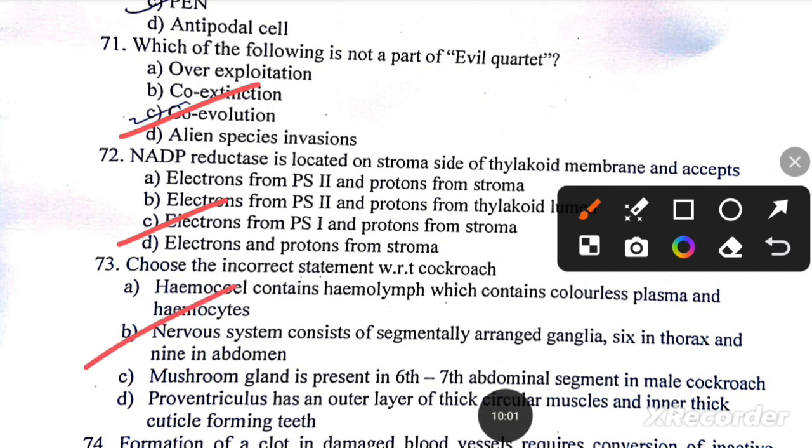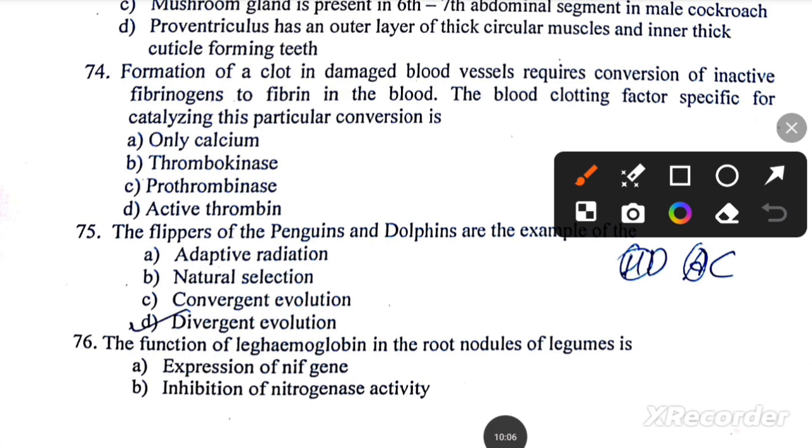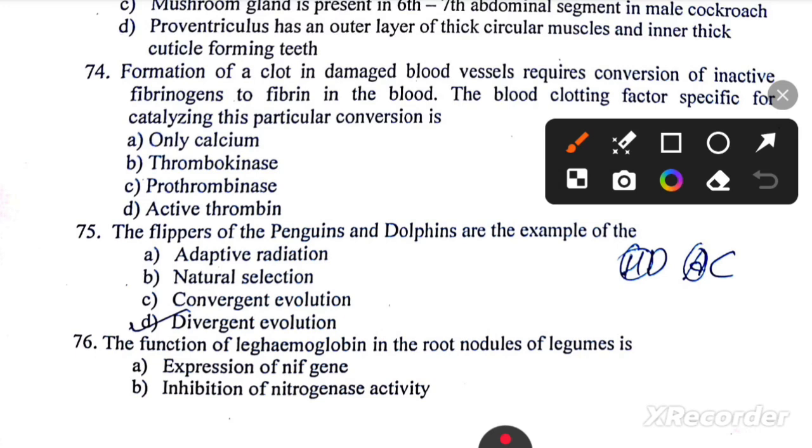Option B. Formation of clot in damaged blood vessels requires conversion of inactive fibrinogens to fibrin in the blood. The blood clotting factor specific for catalyzing this particular conversion is active thrombin. Next question. The flippers of penguins and dolphins are example of convergent evolution.